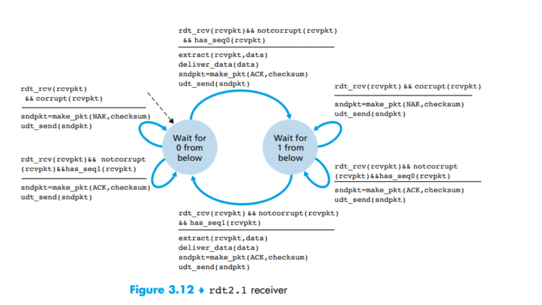Now we're going to discuss the protocol RDT 2.1, that is, reliable data transfer 2.1. It uses both positive and negative acknowledgements from the receiver to the sender. When an out of order packet is received, the receiver sends a positive acknowledgement for the packet it has received. When a corrupted packet is received, the receiver sends a negative acknowledgement.